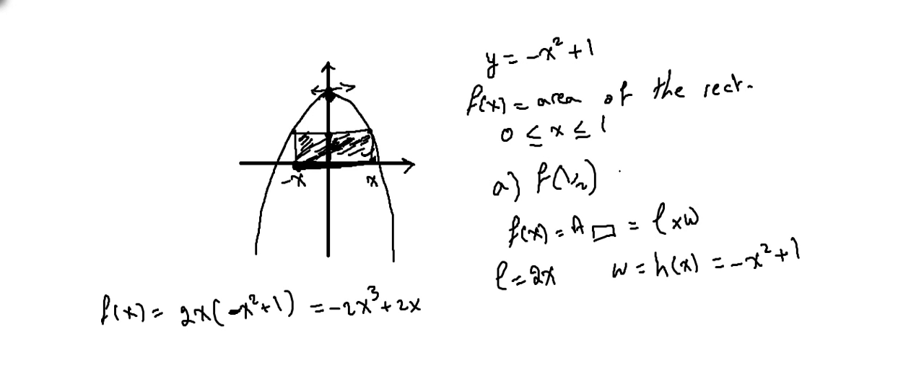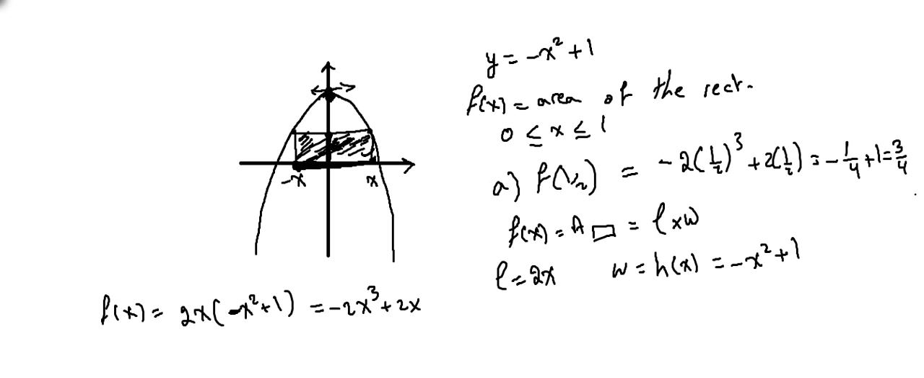Part A, we have to find f of half. So we just substitute half. It's negative 2 times half to the power 3 plus 2 times half, and that will give me 1 over 8 times minus 2. It's minus 1 over 4 plus 1. So the answer is 3 divided by 4.